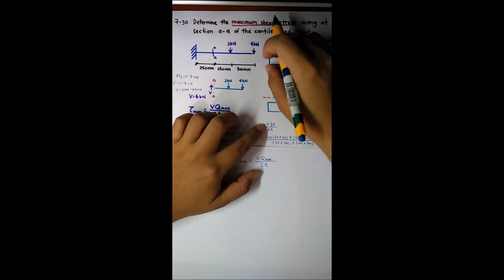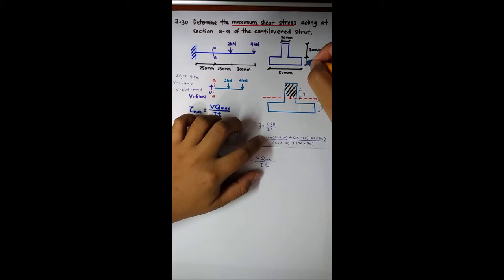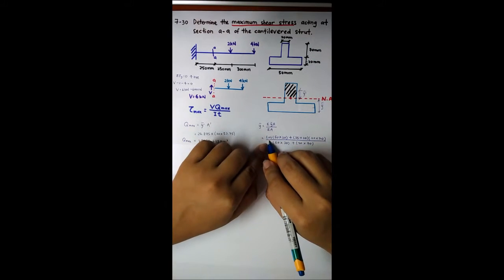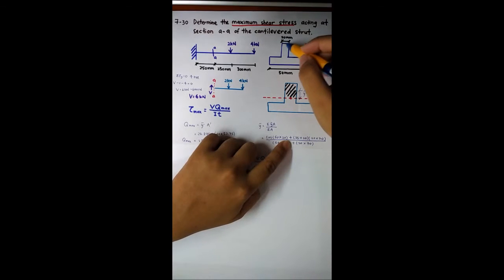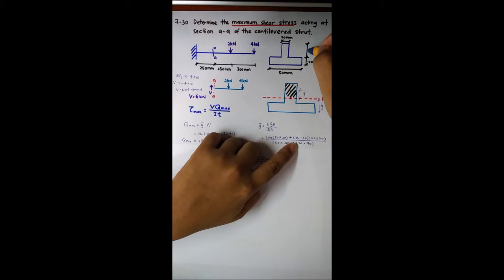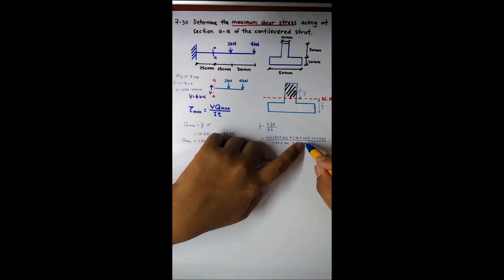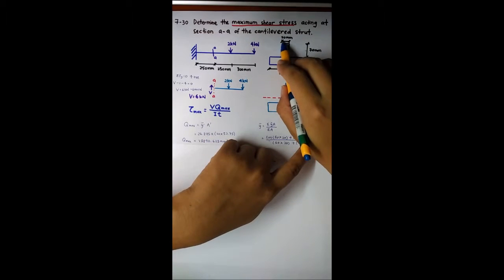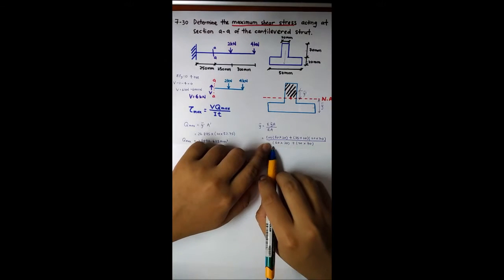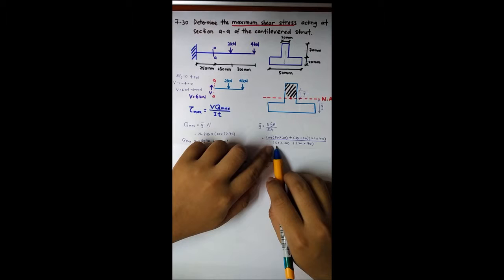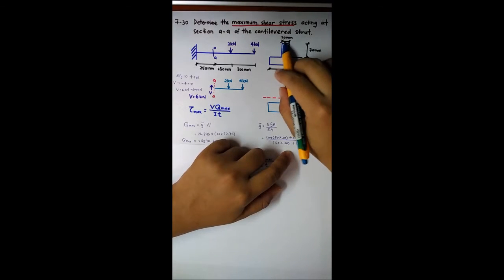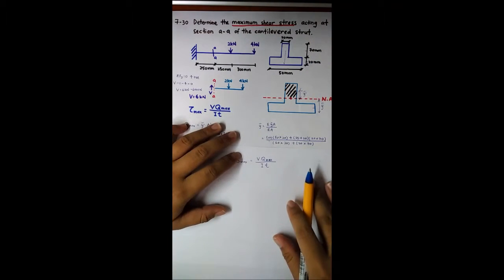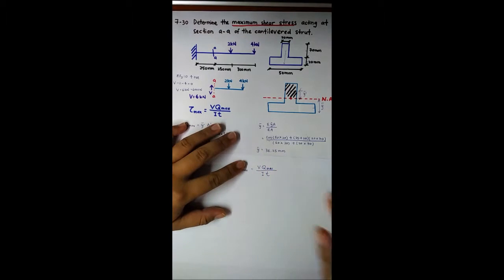Y bar for this section is half of the 20, means 10, times the area of 50 times 20, plus this section, half of the 70 is 35, plus 20 from here to here, and then times the area of 20 times 70, divided by 50 times 20 of this area plus 20 times 70. We get the answer for Y bar is 36.25.